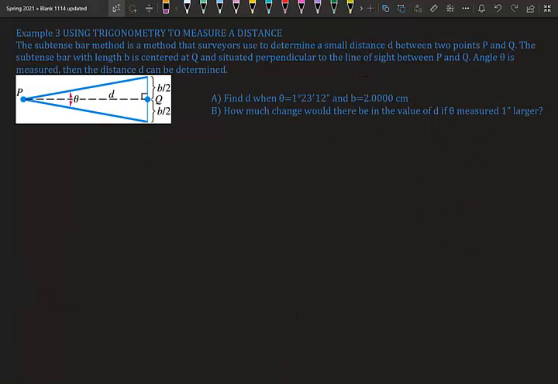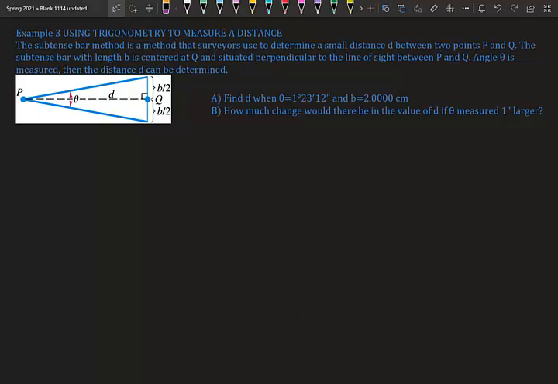Example 3. Using trigonometry to measure a distance. The subtense bar method is a method that surveyors use to determine a small distance d between 2 points P and Q. The subtense bar with length b is centered at Q and is situated perpendicular to the line of sight between P and Q. Angle theta is measured, then the distance d can be determined.